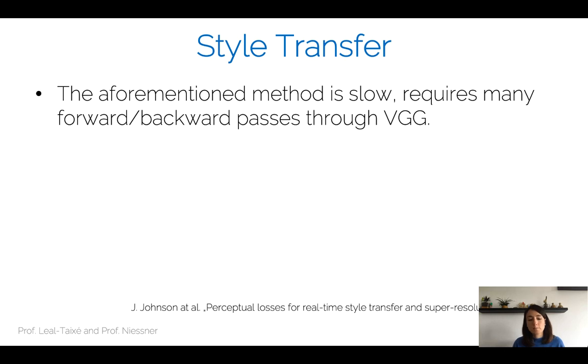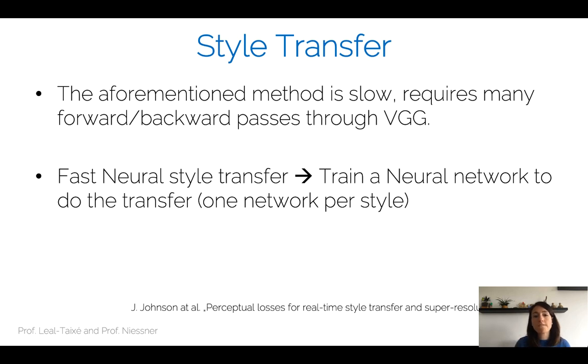Of course, this method of starting from a white noise image and doing several passes to finally generate your stylized image is slow. You have to do several forward-backward passes, pass through the VGG, and compute several losses. So there is a fast way of doing this, fast neural style transfer. The idea is that you can train a neural network to do the transfer. But the caveat is that with the previous method you could do any style, and with fast neural style transfer you need to train a neural network for each of the styles.